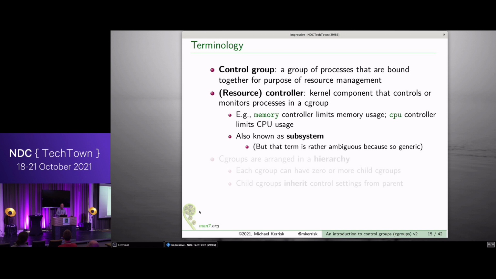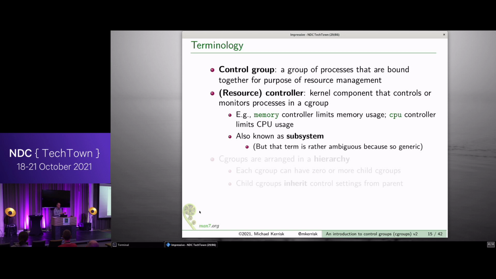Sometimes in documentation and inside the kernel source code, you'll see another term being used synonymously, a subsystem. People talk about cgroup subsystems. I don't really like this term very much. It is quite common. The problem for me is that the word subsystem is so generic as to be almost meaningless. So I prefer the term resource controller.